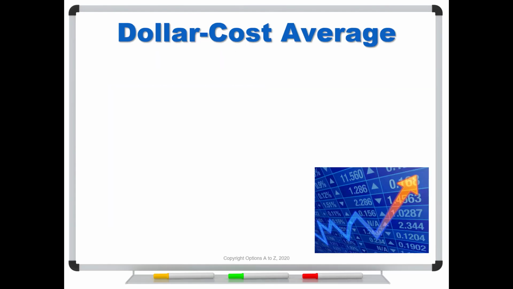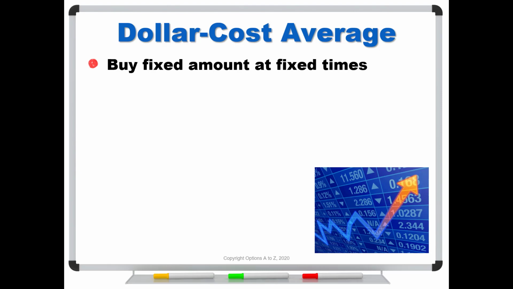Let's start with a dollar cost averaging strategy, and I think most people have heard of this. It's where you're going to buy a fixed amount of dollars at fixed times. So for instance, you might buy $500 every week or $100 every month. It's just a fixed amount of money at fixed periods of time. This is what a lot of employees do with things like 401k plans. Take a percentage of my check, dump it into the company plan. That's a dollar cost averaging strategy.